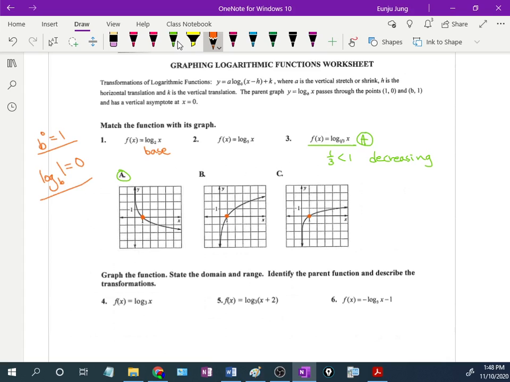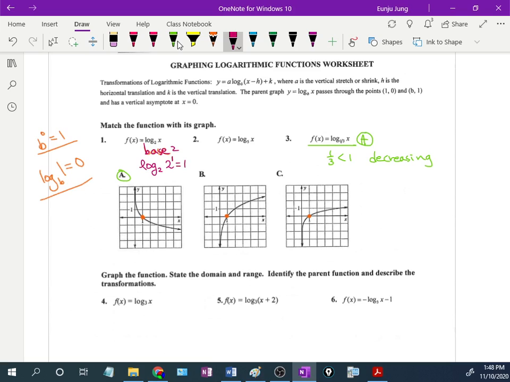So this orange color doesn't help a lot. So let me change it. The base is going to be 2. So one ordered pair I can use is log with the base 2 of 2. What will be the answer? That's right, this will be 1.